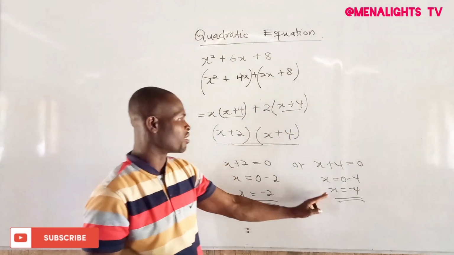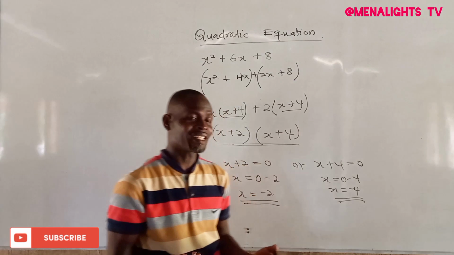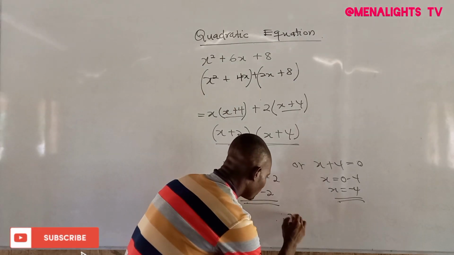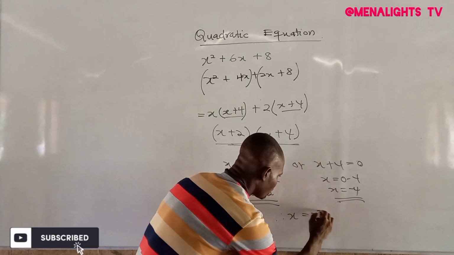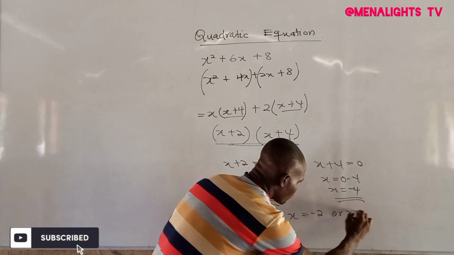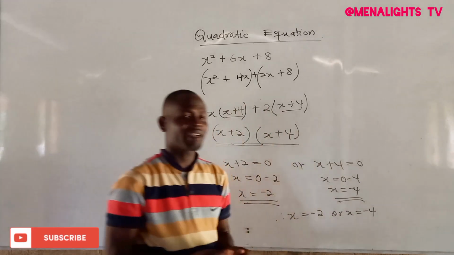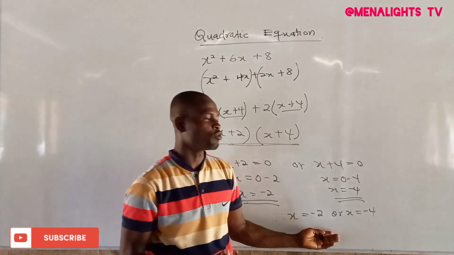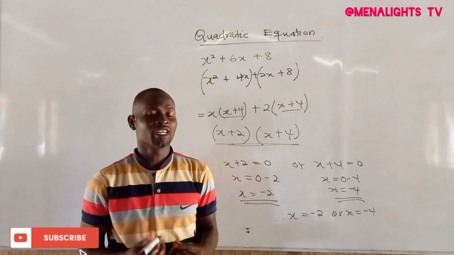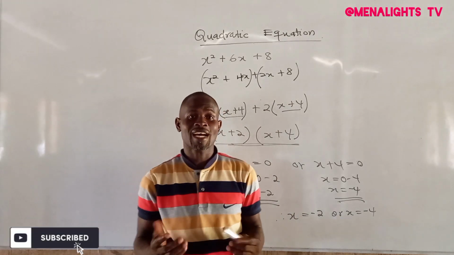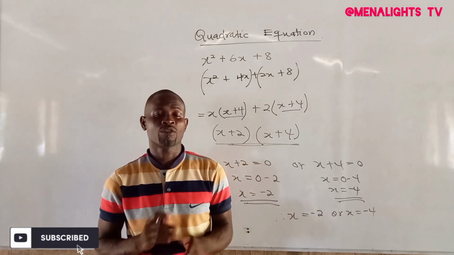So here the x is what? -4. So we can say that x is equal to -2 or x is equal to -4. We'll take another example and see how best we can go about it.